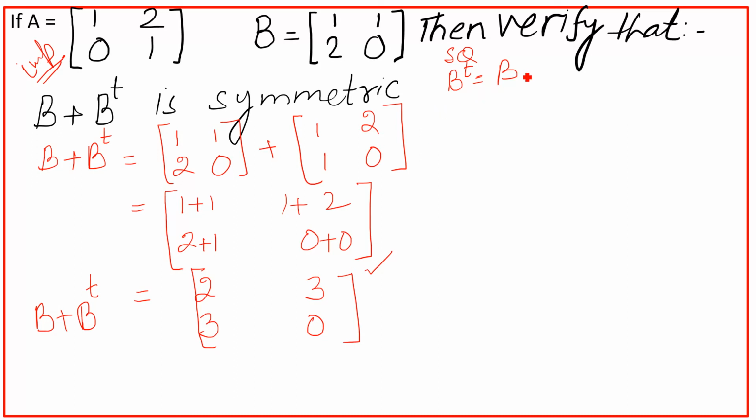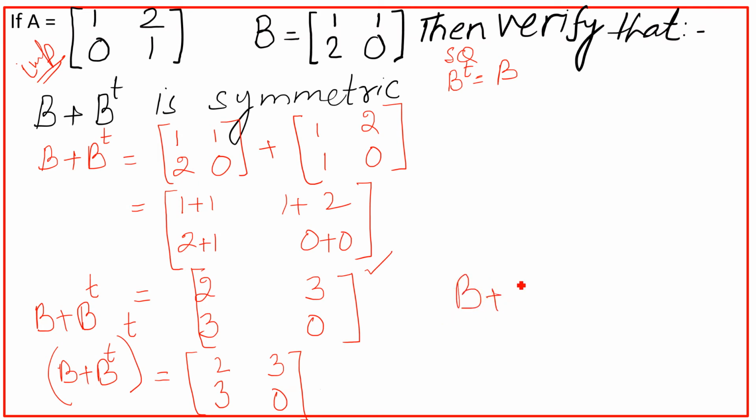Now B transpose. So this complete thing is B. It means this is the name of our matrix. You have to take the transpose of this, which will be 2, 3, 3, 0. See, this is our original B, and this is the transpose. Both are same, 2, 3, 3, 0. It means B plus B transpose is symmetric. It satisfies both conditions. It is a square matrix as well as B transpose equals B. So from here the important point starts.